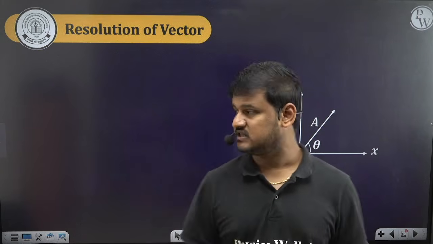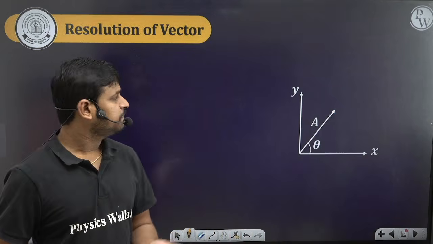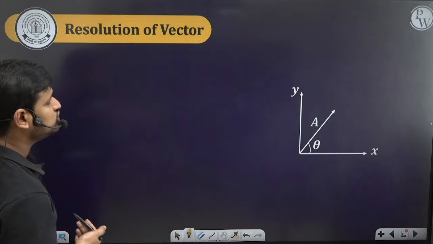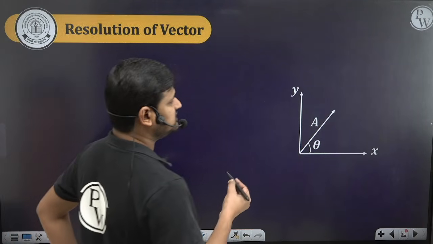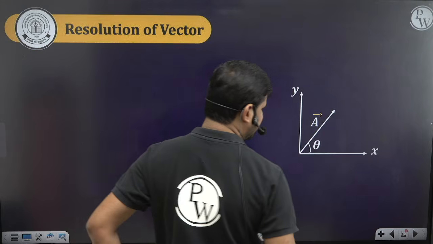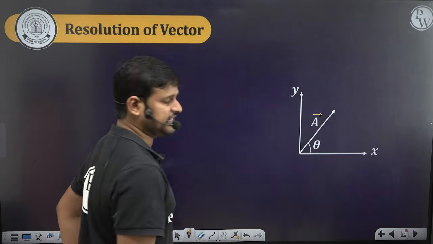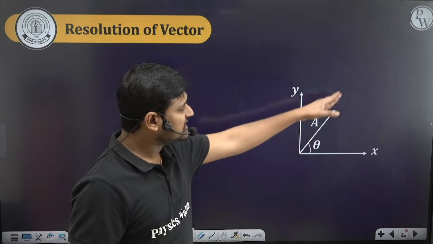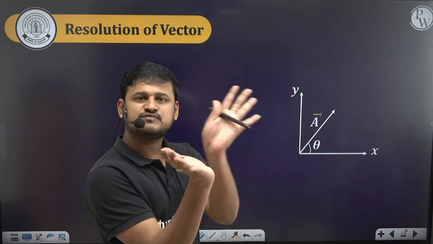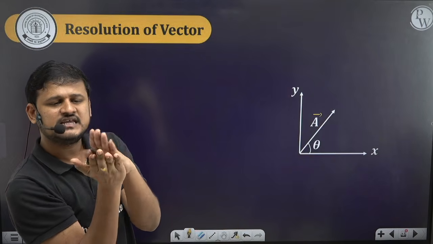Most of the chapters in mechanics, and in electrostatics and magnetism also, the resolution of vectors is very important. So what does it mean by resolution? See, there is a vector A. Consider this is a vector A, making an angle theta. This vector A is neither in the x direction nor in the y direction. It is in the xy plane. Let's suppose this is the x axis, this is the y axis. So my vector is in the xy plane like this.